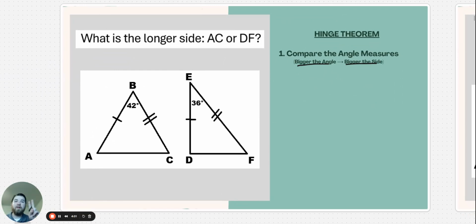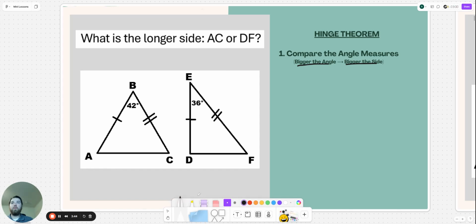So two sides that are congruent in two triangles, but the angle is a different measure. The bigger the angle, the bigger the side. Or you can go vice versa: the bigger the side, the bigger the angle. So in this case here, it says which side is longer, AC or DF. Basically, we're looking at AC right here, and then we are looking at DF right here. So those are the sides that we're looking at.